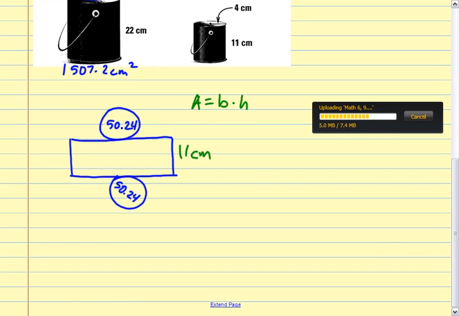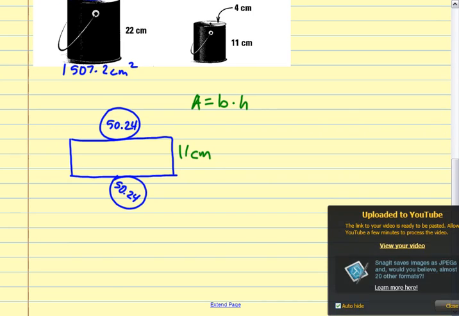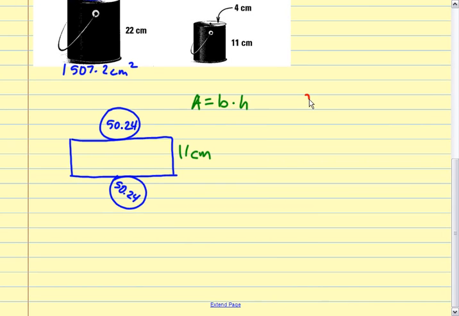Now, Emily, we know the height of this rectangle. It's 11. They gave us that. But what's the base of the rectangle always equal to? The circumference of the circle, right? And how do I find the circumference of a circle? Pi times the diameter.